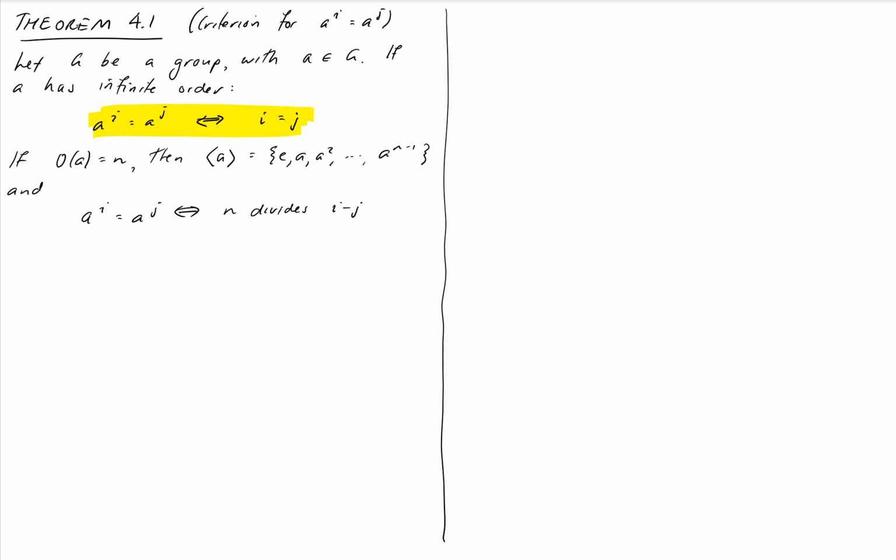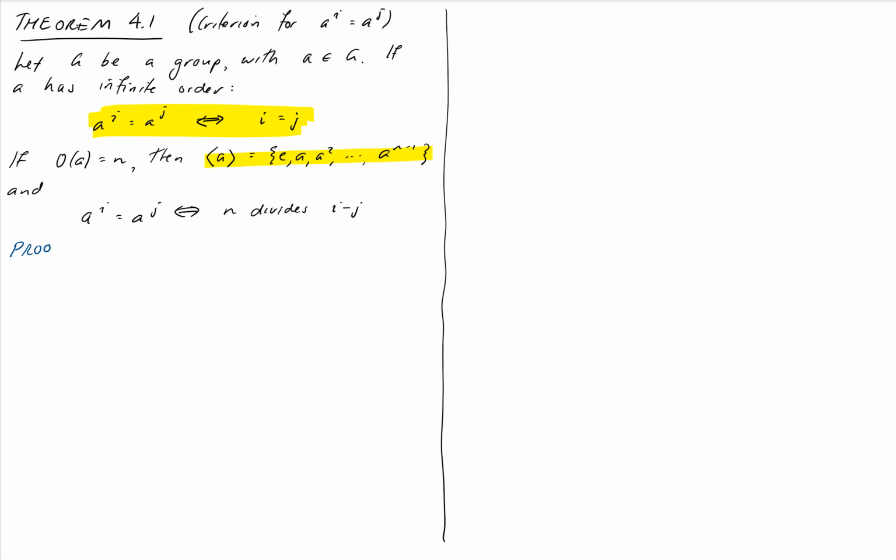But if the order of a is n, then the cyclic subgroup generated by a is precisely this set here, so that's something we need to prove. At the moment, our definition of cyclic group just means all integer powers of a, so we need to show that it's restricted to that set. And additionally, a to the i equals a to the j doesn't just mean i equals j, it means that n divides i minus j, which is a slightly different statement. Okay, so let's see how we go. I want to prove this.